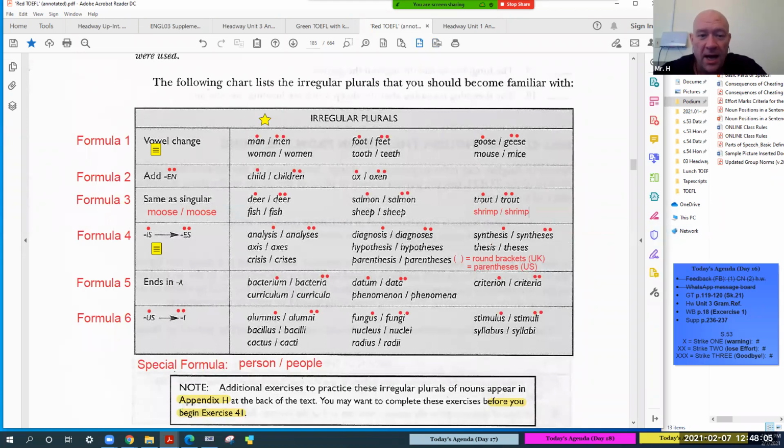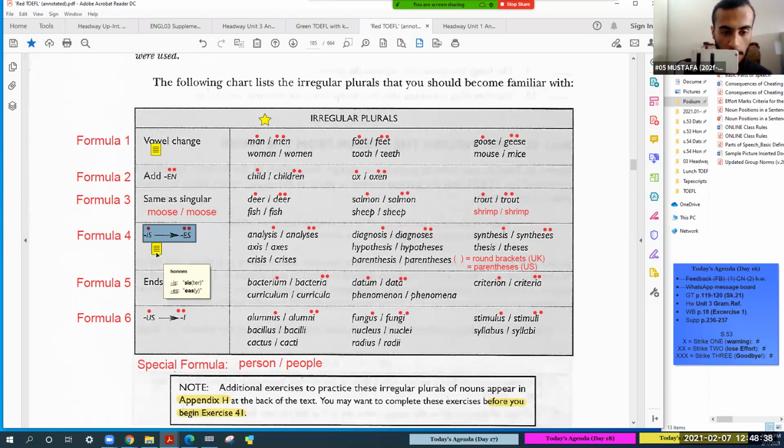Okay. Let's see. Mustafa. Formula 4. IS to ES. There's an I. You see the I? Oh, IS to ES. Yeah, but now, do you know how to say it, guys? This is how we speak it. Look how we speak it here. Can you see that, Mustafa? The screen is frozen. I don't know.